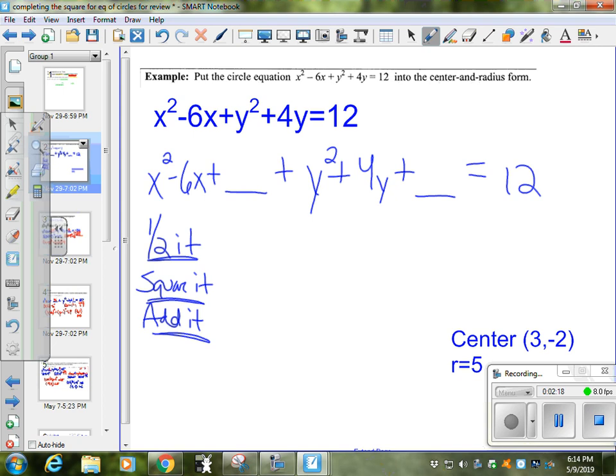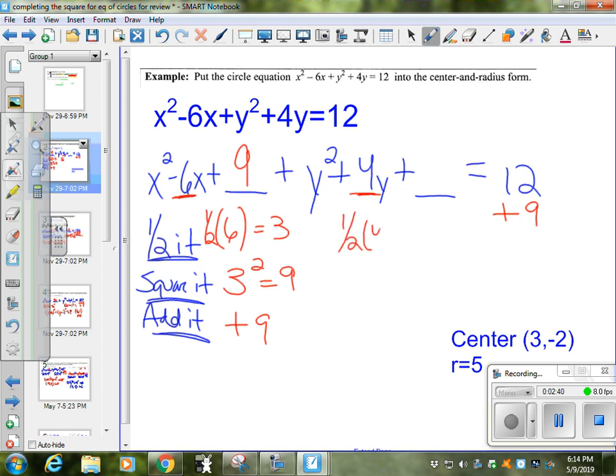So half of whatever's in front of your x and y. Half of 6, and you don't worry about the sign here, so that's 3, square it is 9, and then you add 9. So you put 9 here, add 9 here. All right, let's do the same thing with the y. Half of 4 is 2. 2 squared is 4, so add 4 to both sides.